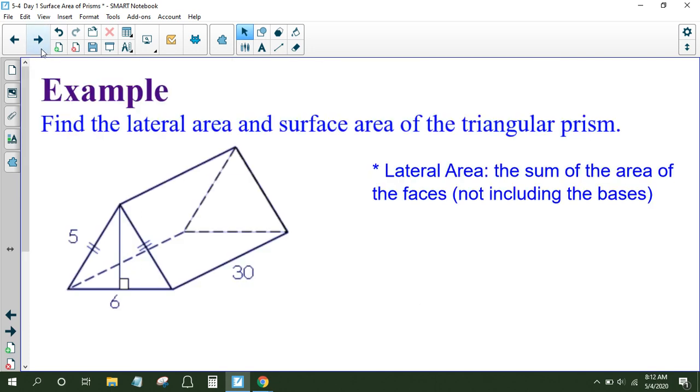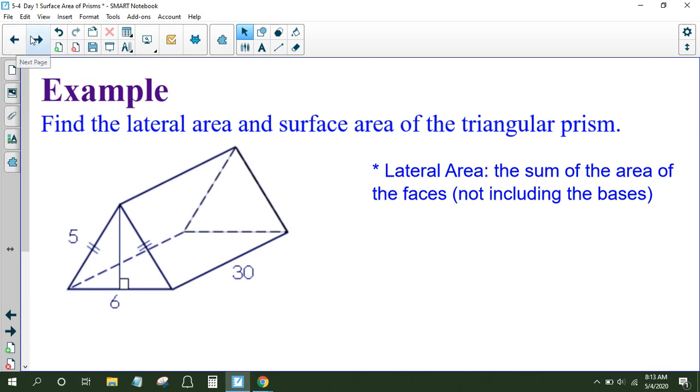Let's keep going. Here's an example that we're going to start with. We are to find the lateral area and surface area of the triangular prism. The lateral area, we see a little note here, is the sum of the area of the faces, not including the bases. So we're looking for the lateral faces.